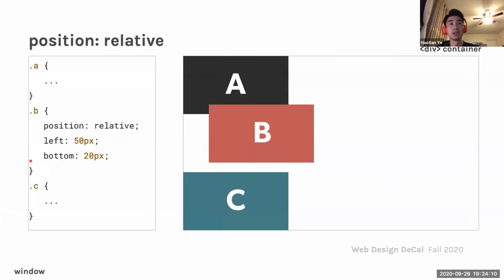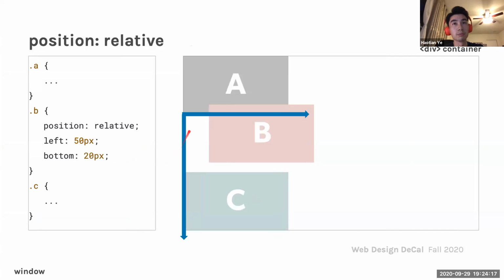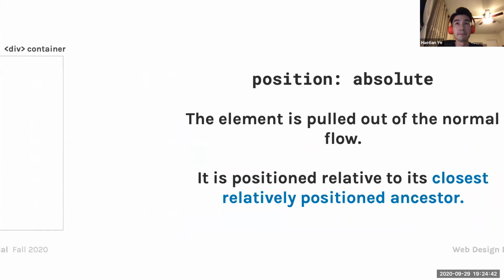Another example, this time we say relative for B, but we're doing left 50 pixels and bottom 20 pixels. Based on the same offset origin axis, we're putting 50 pixels to the left and 20 pixels to the bottom of B. And that's why B is kind of covering A, but A and C are, again, still staying in the same places as they originally were. So that's relative. Now you can place an element in a certain area based off of an offset.